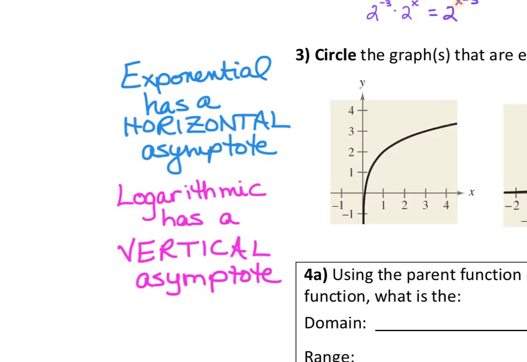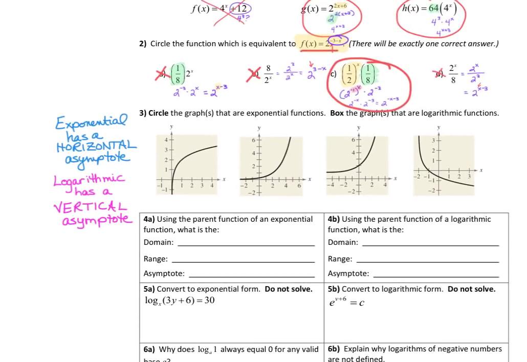So the idea here that you want to look for is where is the asymptote in each of these graphs. And actually what I would do first is just look at the 4 graphs and ask yourself if you can see that each one of them is either exponential or logarithmic, that I haven't slipped a quadratic graph in there or a cubic function or something like that.